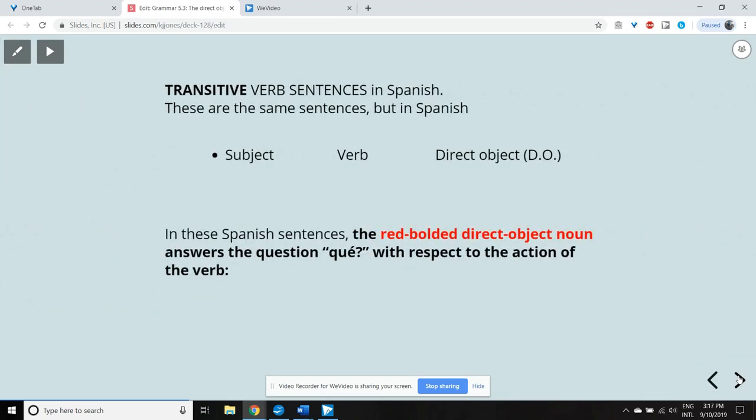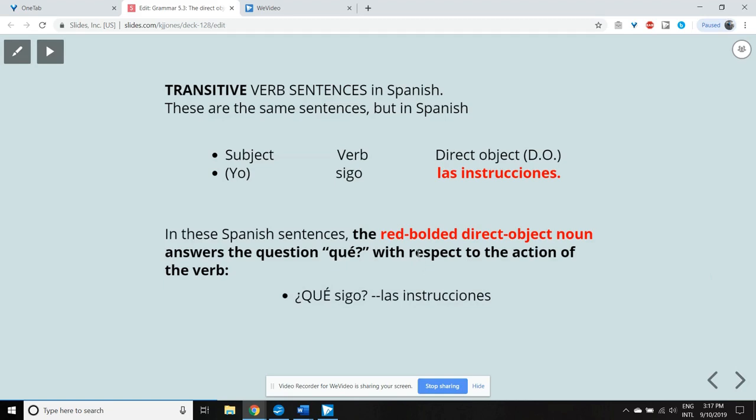So let's take a look at transitive verb sentences in Spanish. These are the exact same two sentences we just saw, but in Spanish. So here's the first one. Yo sigo las instrucciones. And as I just told you, it's totally fine to drop the subject pronoun yo here. It's normal, but I'm putting it in there because we have a subject placeholder. At any rate, notice that the word order is the same. Subject first, that's yo, then verb, that's sigo, and then our direct object noun, instrucciones, right?